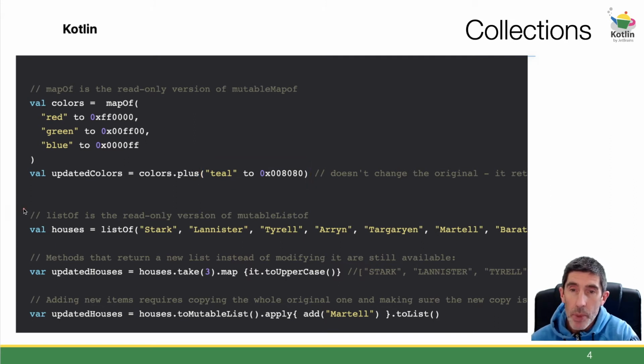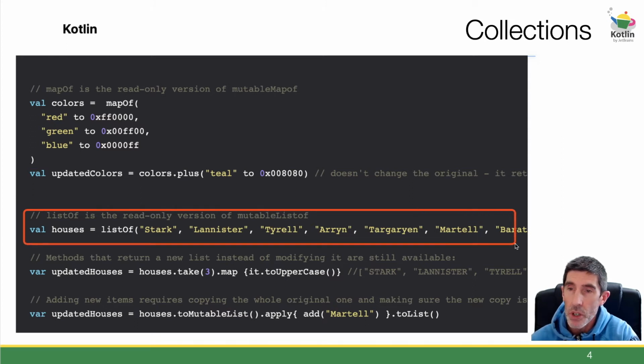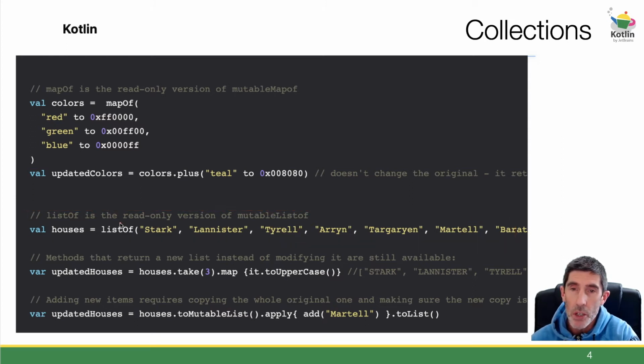We can have another example here. So here's another one, just creating a list, again a certain number of elements stored in houses, and then we can say houses.take(3).map, and then we have an expression.